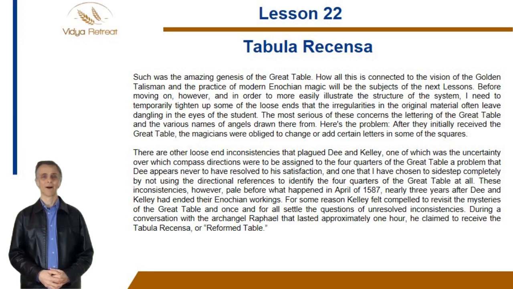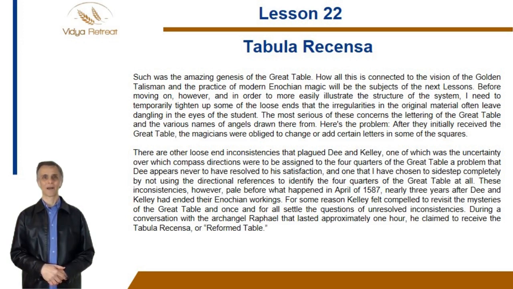Before moving on, however, and in order to more easily illustrate the structure of the system, I need to temporarily tighten up some of the loose ends that the irregularities in the original material often leave dangling in the eyes of the student. The most serious of these concerns the lettering of the Great Table and the various names of angels drawn therefrom. Here's the problem. After they initially received the Great Table, the magicians were obliged to change or add certain letters in some of the squares.